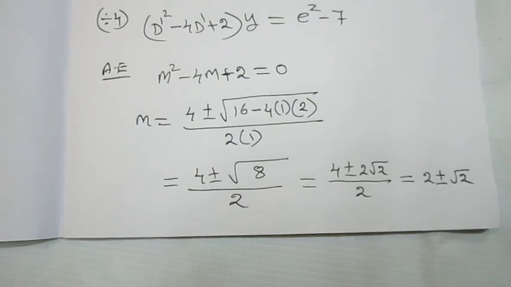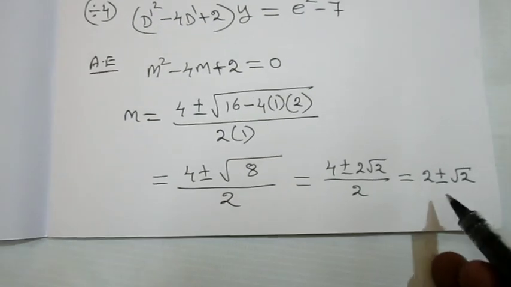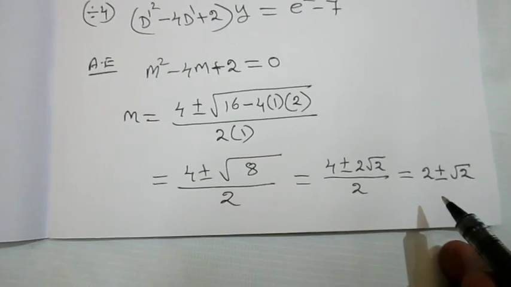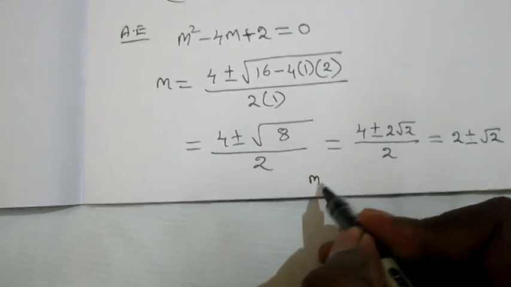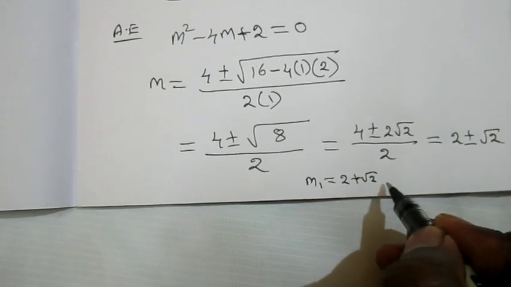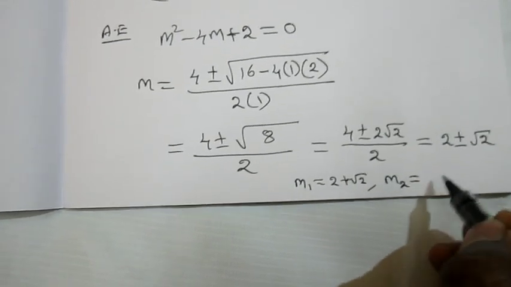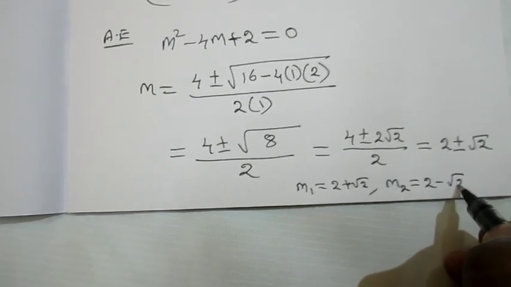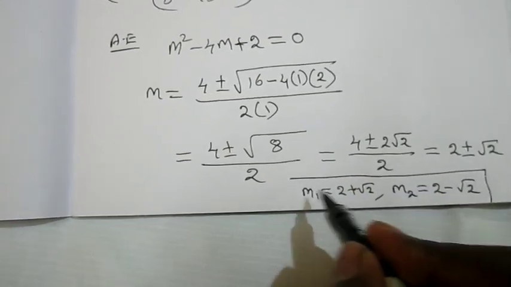You see, this is not a complex root because there is no i. So there are two values for m. One value of m is 2 plus root 2. Another value of m is 2 minus root 2. So there are two values for m, both are unequal.